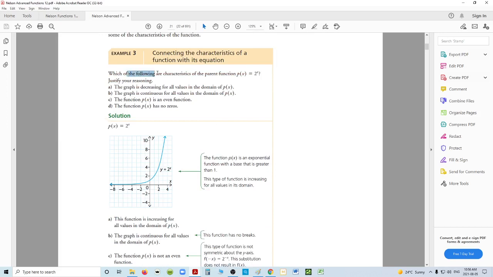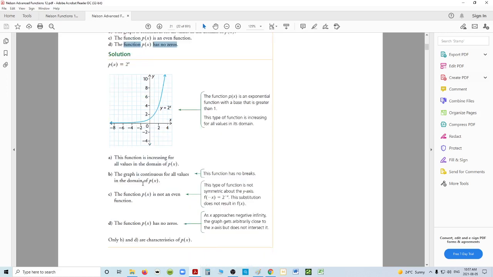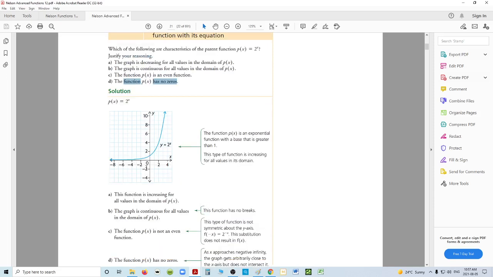Visualizing the function, so which of the following characteristics, so they're describing it, and you have to explain. The graph is decreasing for all values in the domain of p of x. No, it's increasing. The graph is continuous. Yep. The function p of x is an even function. No, it's not reflected in the y-axis. The function has no zeros. I think by definition, when there's zeros, they don't mean the y-intercept. They only mean the x-intercept.